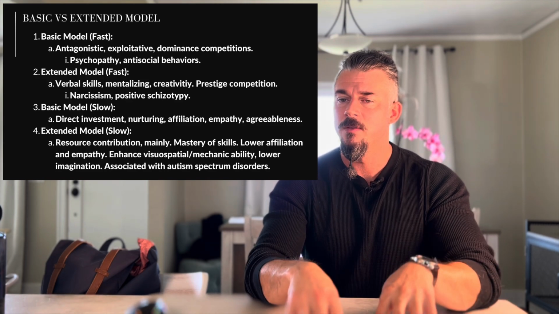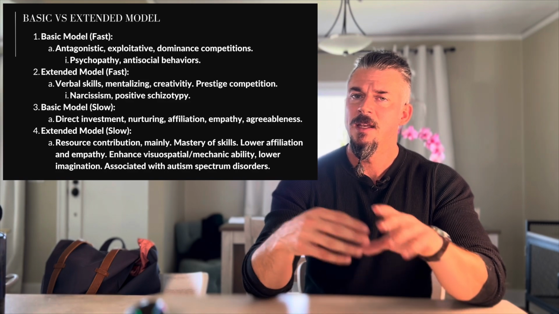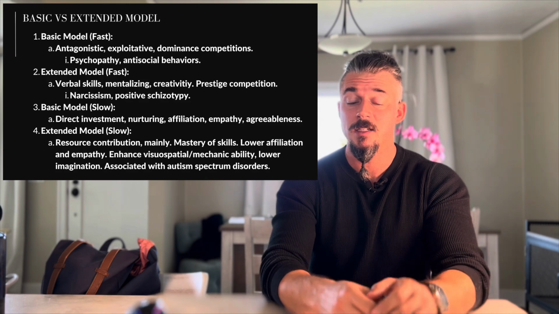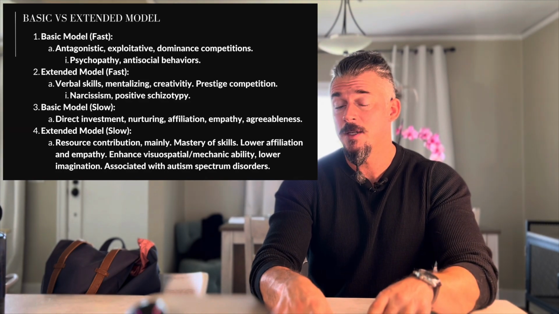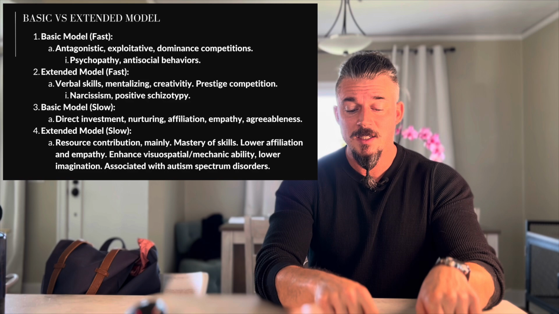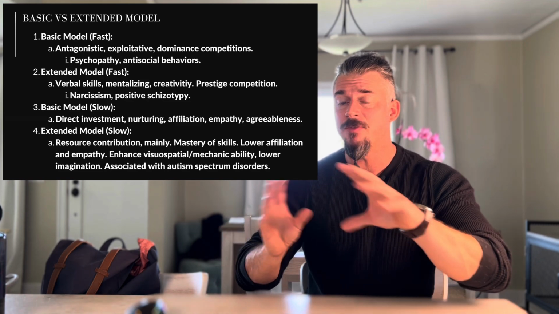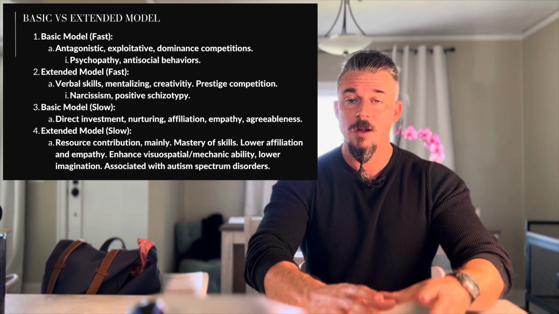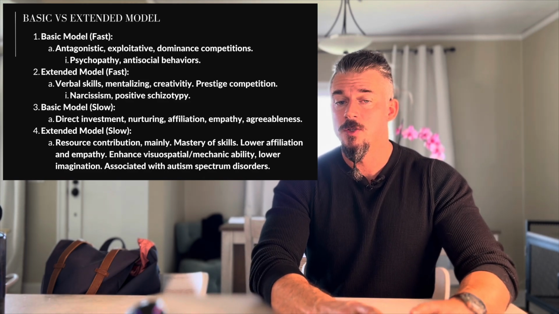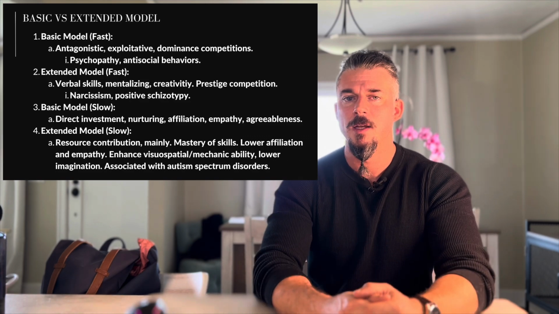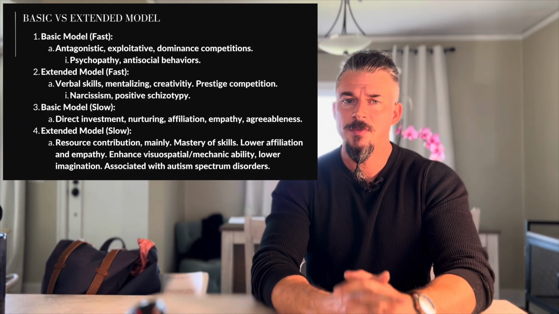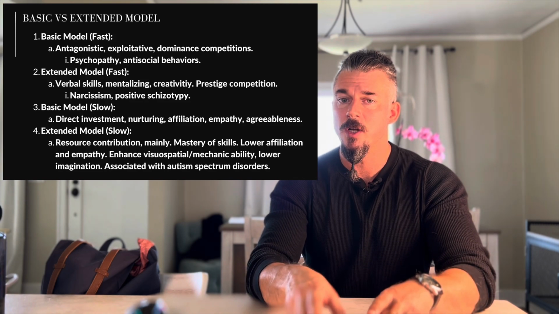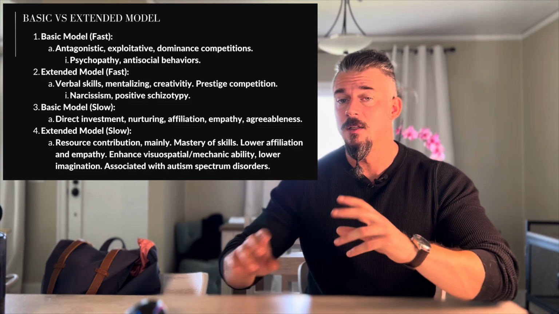Mastery of skills, a lower affiliation and empathy with the partner, but enhanced ability kind of to contribute, enhanced intelligence, but lower imagination in that case. They say this is actually associated with autism spectrum disorders. And another thing they said in this paper is that this second pathway probably emerged after the agricultural revolution, when people are able to acquire resources, right? When people are settled down in a spot, they're able to acquire resources. So this might be a newer pathway here. Anyway, so some differences between the basic and extended model and the way that both fast and slow life history strategies can be expressed in ways that look a little bit different from one another.